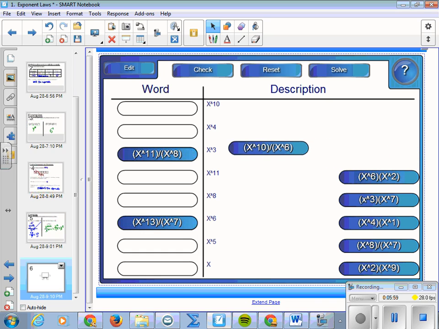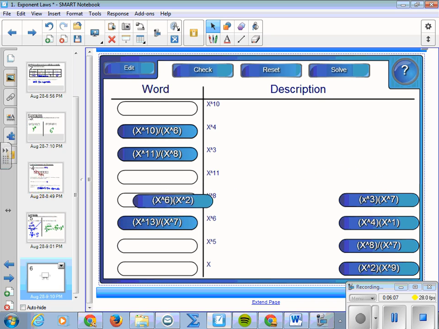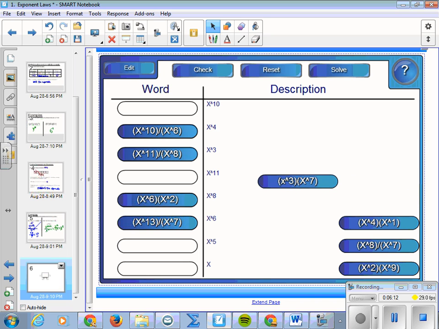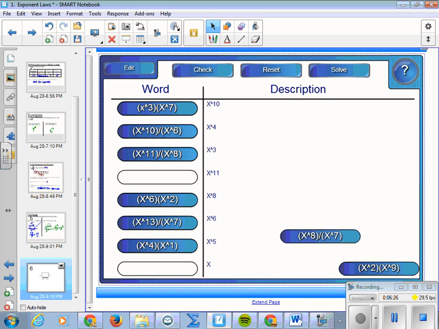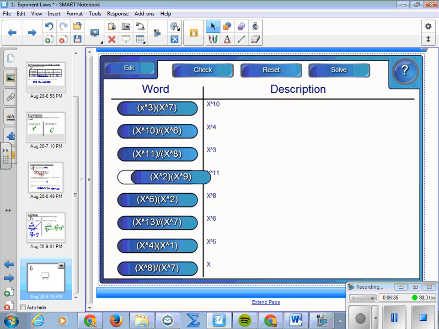X to the 4th. X to the 6th times x squared. 6 plus 2 is 8. X to the 8th. X to the 3rd power times x to the 7th power. 3 plus 7 is 10. X to the 4th times x to the 1st. 4 plus 1 equals 5. X to the 8th divided by x to the 7th. 8 minus 7 is 1. X to the 1st power is just x. X squared times x to the 9th. 2 plus 9 is 11. This should check out. 100% for me. And this concludes your lesson on exponents.